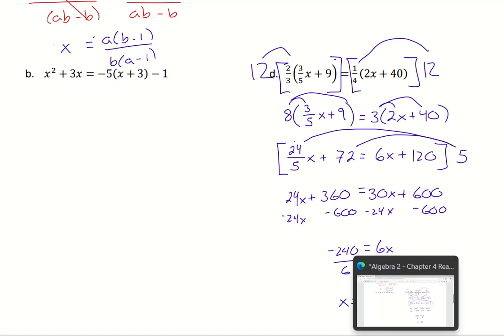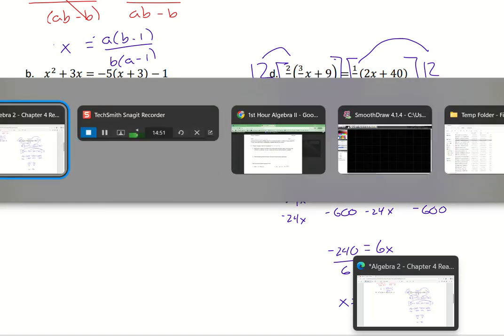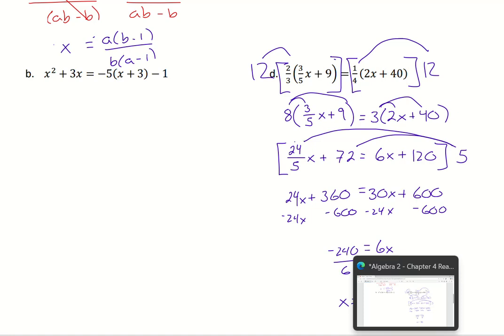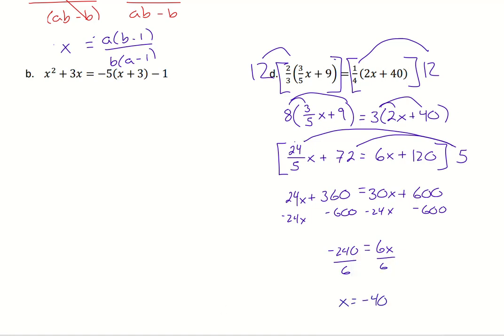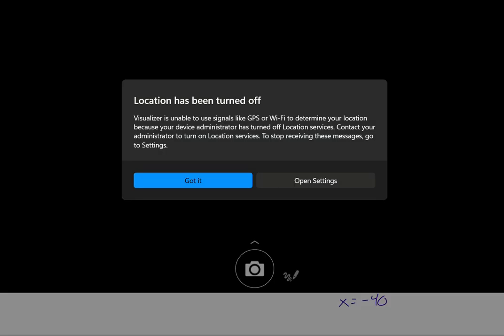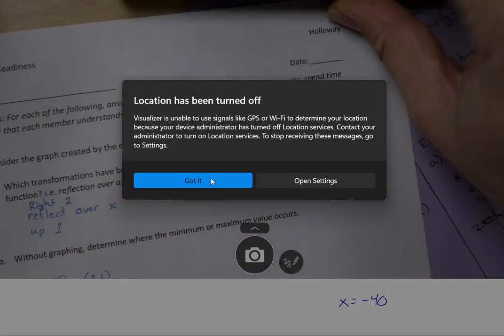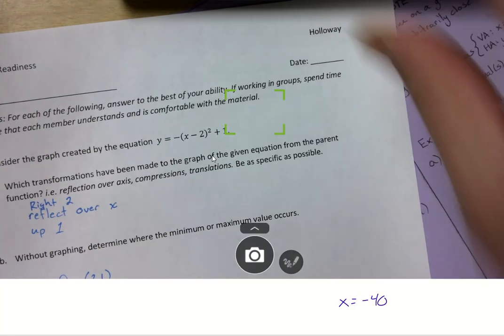All right. So let's see if I can... they updated to Windows 12 or whatever number this is, and I don't like it because it feels like a Mac. Got it. Get out of here. No. All right.